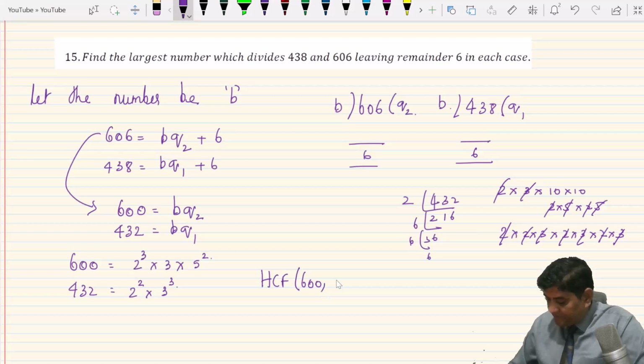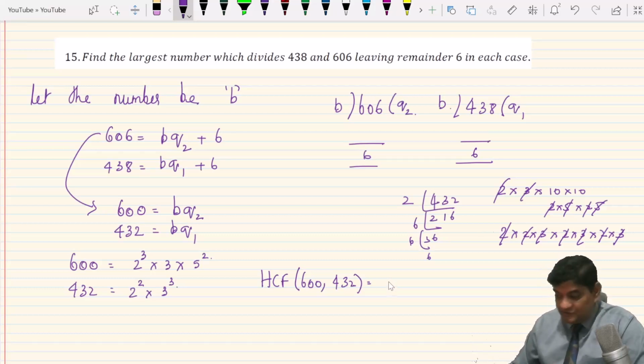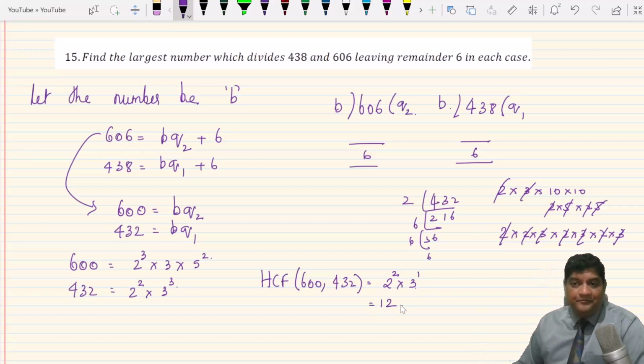600 and 432 is, you take the common factors, and then you take the least powers. So the least power of 2 is a 2, least power of 3 is a 1. So what is the HCF here? 4 3s are 12. So 12 is that particular number.